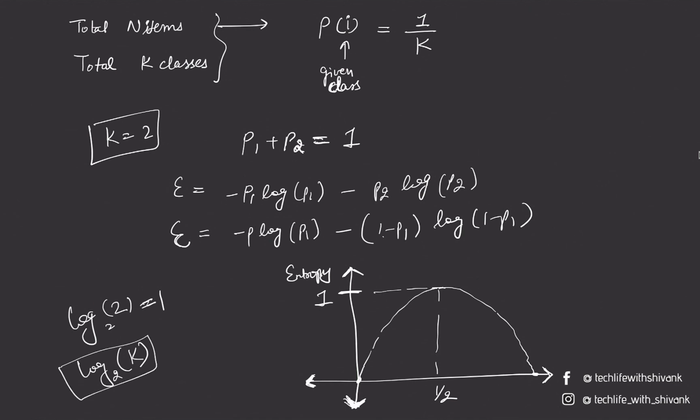And in case of 2 classes, if, let's say, the probability of the first class is 0, then we get minus 0 log 0. Log 0 is infinity, but by definition we define this product, 0 into infinity, to be 0. Then minus 1 log 1, and log 1 is again 0, so overall the thing becomes 0. So at these extreme points, the curve is 0, and it is maximum when p is equal to half.